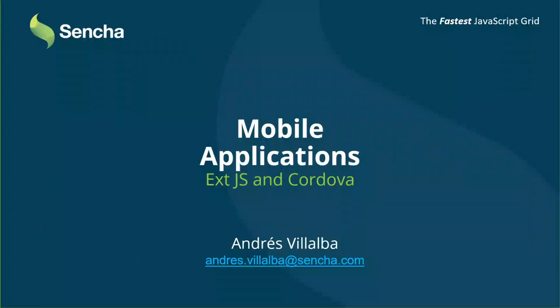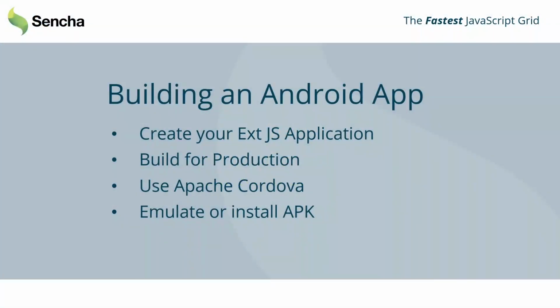I am Andres Villalba, a sales engineer at Sencha, and today I will be guiding you through the mobile applications webinar. We will be creating an Ext JS application and using Apache Cordova to turn this web application into a mobile application. We'll be following several steps, first with just the basic template and then with a real application, something we're going to build today.